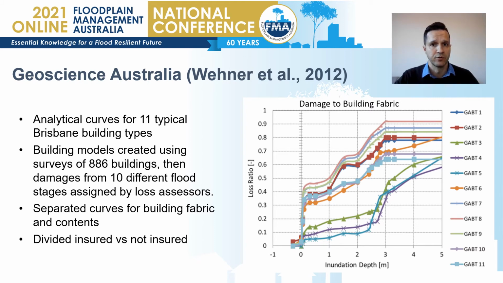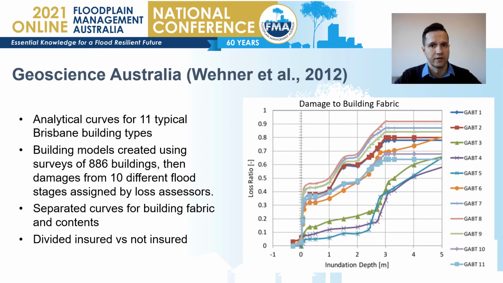Another significant contributor to Australian stage damage curves is Geoscience Australia, that has been continuously publishing and updating curves since the 2011 Brisbane floods. In 2012, GA published a set of curves for 11 typical Brisbane residential buildings. The prototype of these buildings had been created by surveying over 800 buildings in the area, and 10 different flood depths were used to create the curves.